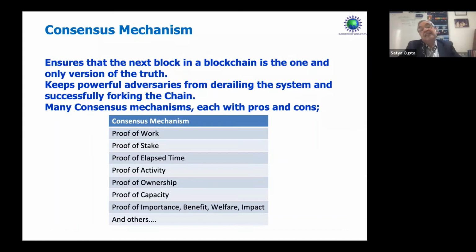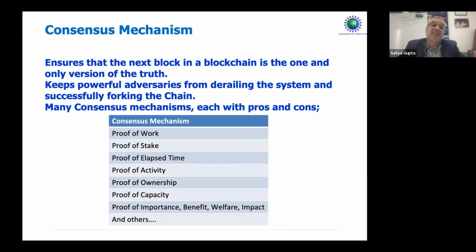Now, the most important thing in the blockchain is the consensus mechanism. That is what brings trust, validation and the truth to the blockchain, because there is no middle party here, no central authority. So it has to happen through technology. The trust has to be built through technology. It ensures that the next block in the blockchain is the one and only version of the truth. It keeps powerful adversaries from derailing the system and successfully forking the chain. So that is what the consensus mechanism helps with.